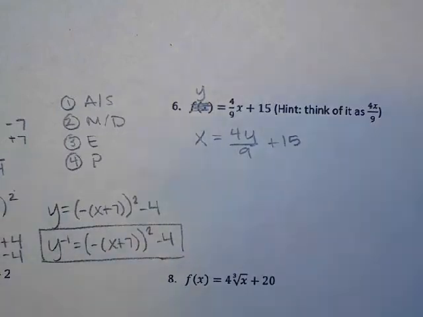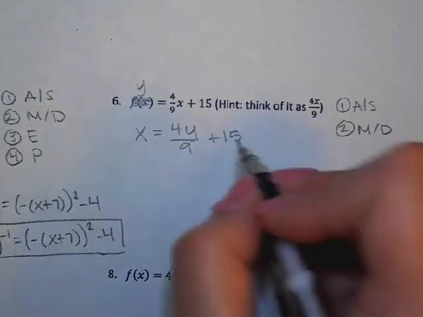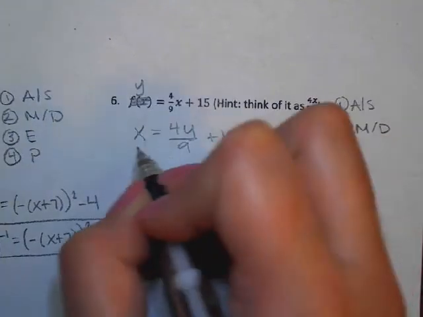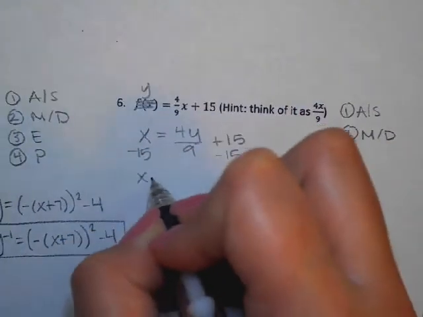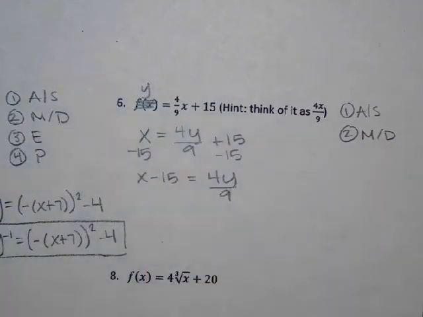Okay, so first I'm going to see if there's anything I can add or subtract. Then I'll see if there's anything I could multiply or divide over. So the 15 can be subtracted. x minus 15 equals 4y divided by 9.